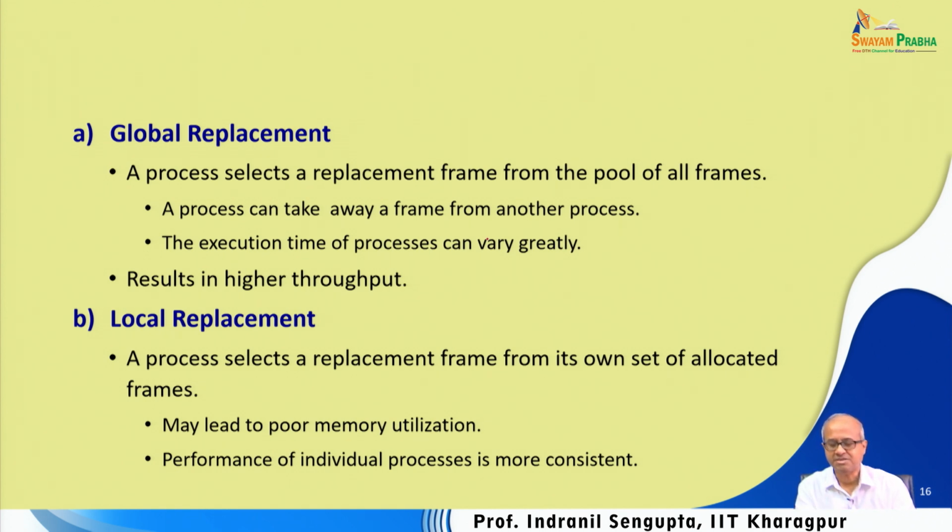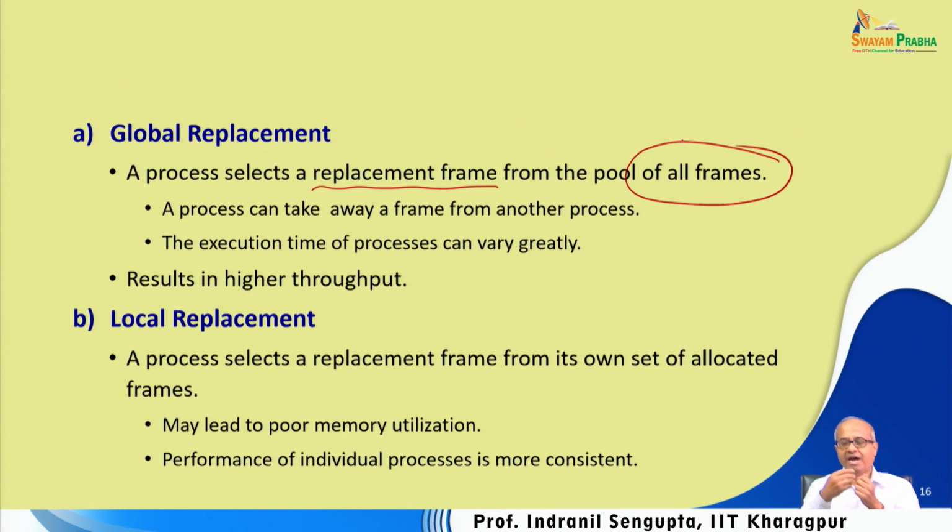Global replacement means whenever a page replacement is needed, a process selects a replacement frame from the pool of all frames. Like I am a process, you are a process, I need one more page, I can replace one of your pages from memory and bring in one of my own. So, from the pool of all frames I can select any one of the frames, not necessarily from my own pool, it can be from your pool also. So, as I said, in this method a process can take away a frame from another process.